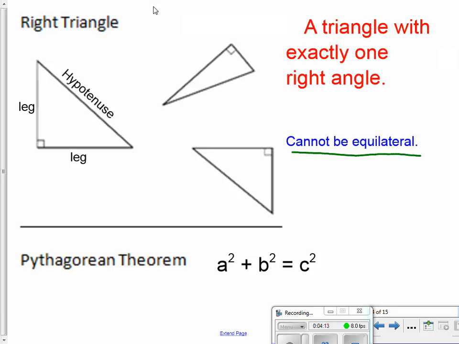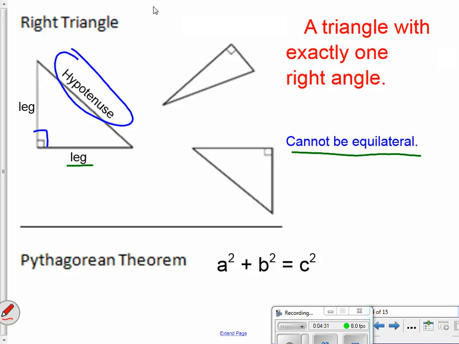Now, one more thing to add on to right triangles. Whichever angle is your right angle, the side across from it is called the hypotenuse. The other 2 sides would be called the legs. Oops, that one went right through the leg there.